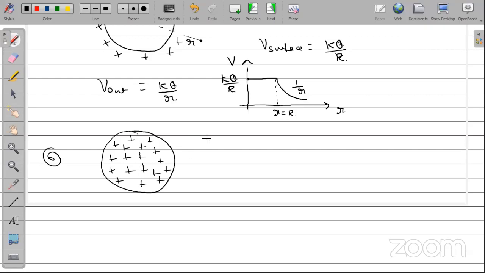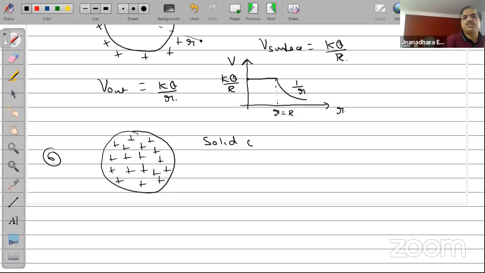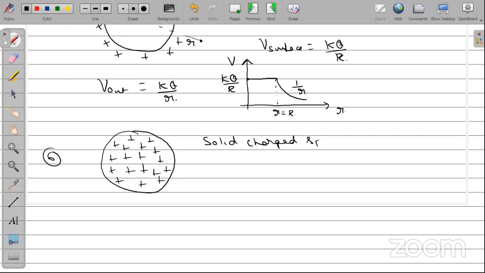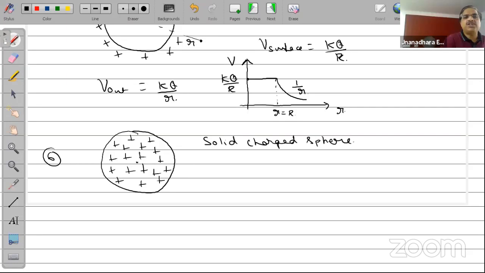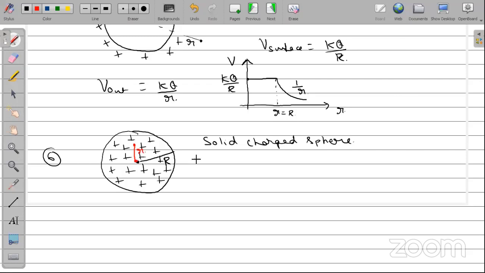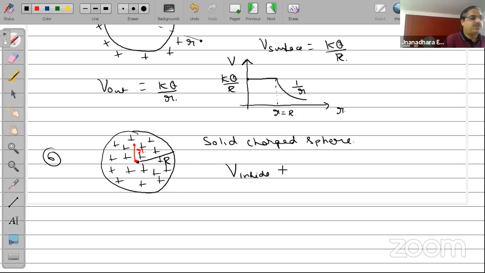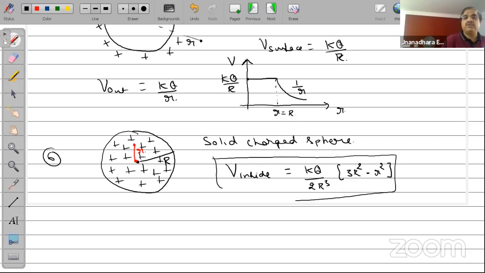Now I have a solid charged sphere. In this case, what will be the potential at different points? Let us take the radius as capital R, and I want to find out the potential at a distance r inside. You will find that the potential inside will have a relation like this: kq by 2R cube into 3R square minus r square. Very interesting. So a solid sphere is given with this.